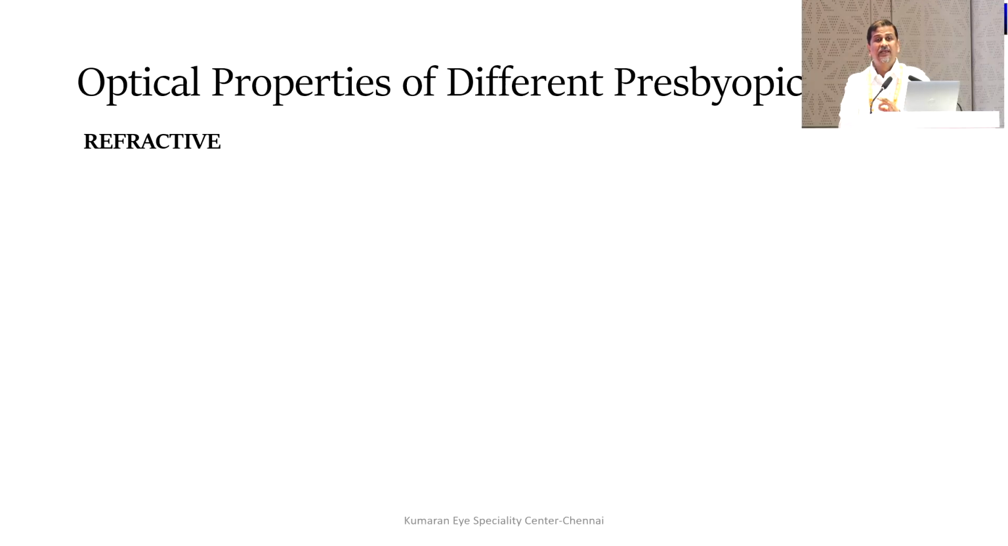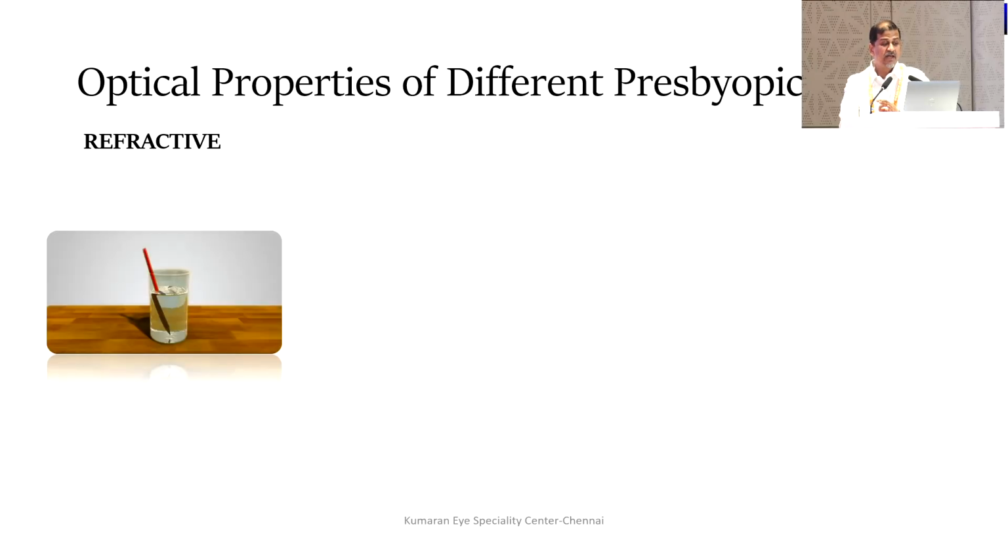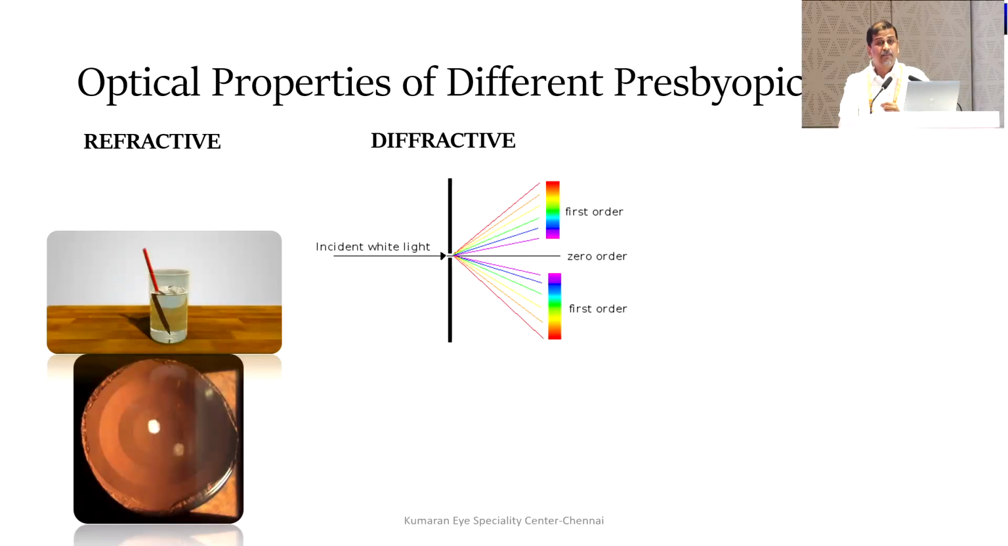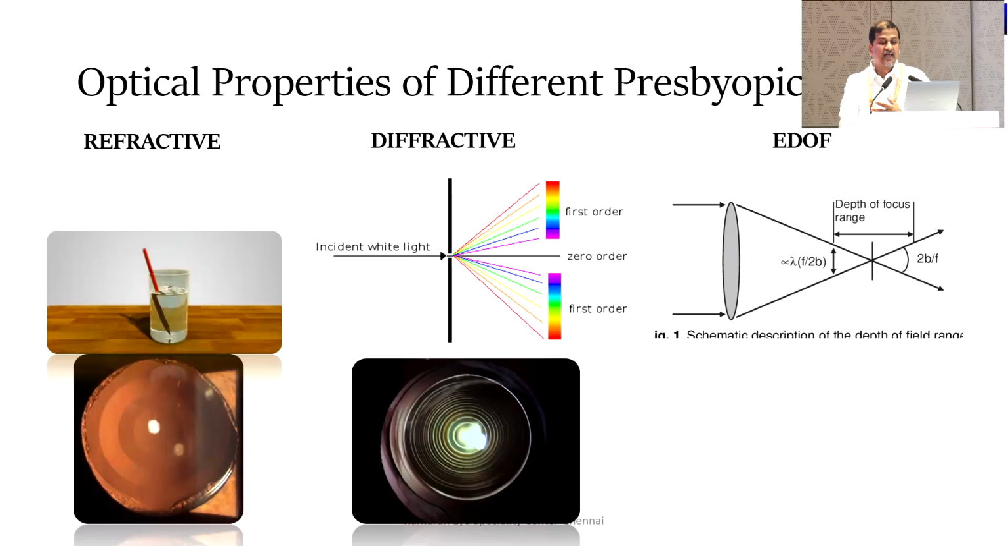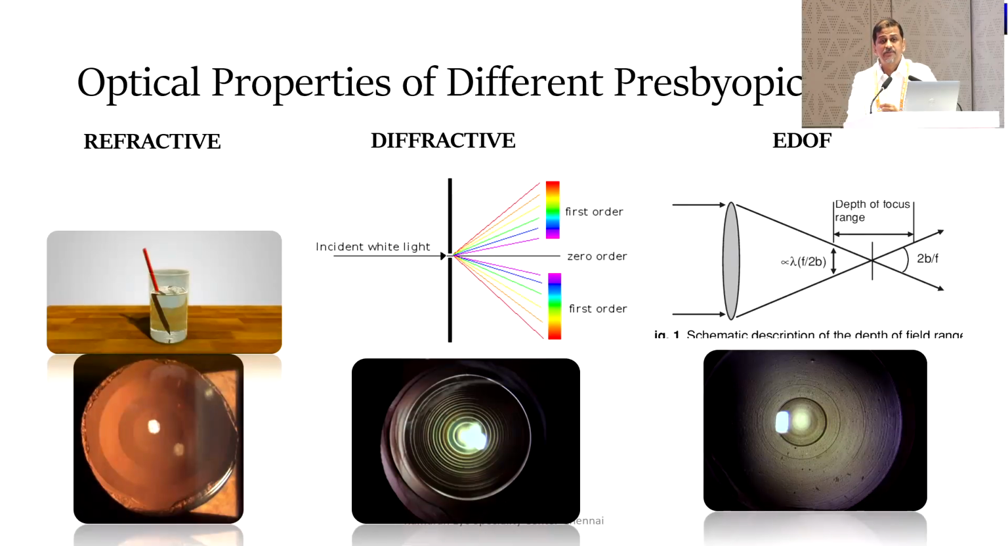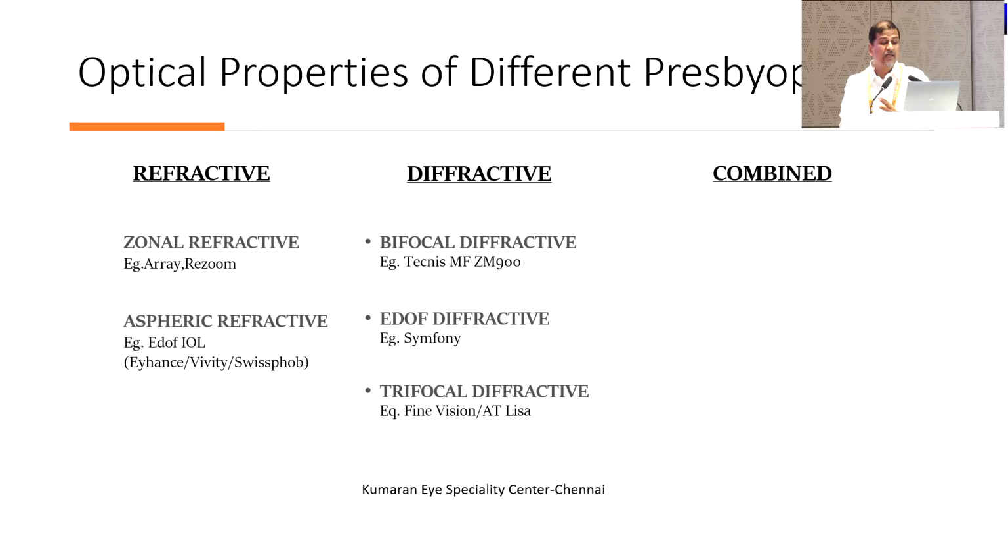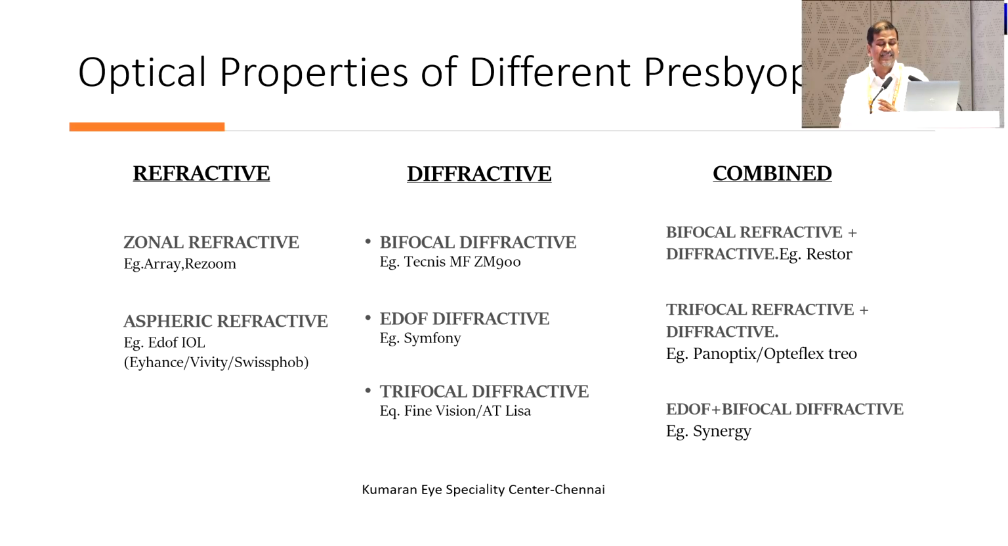I'm not going to touch on the basics of multifocality, just the basic features of what refraction is. The light deviates when it goes from one medium to another. Diffraction is a single point of light being split into multiple points. The EDOF technology is making a lot of sound nowadays, but it's not a new technology. It has been used in astronomical telescopes and SLR cameras long before we started using it. If you look at all the lenses available in the market in the current scenario, they fall into any one of these 7 categories. They could be refractive, diffractive, or combined.